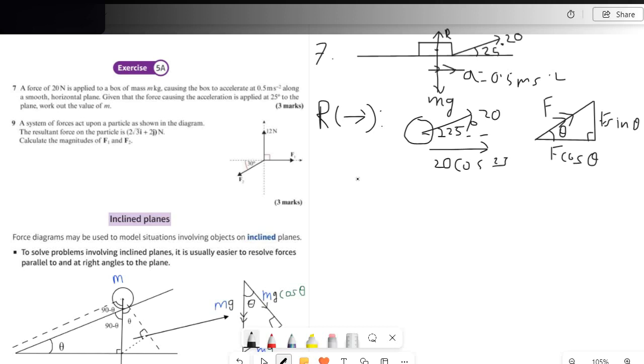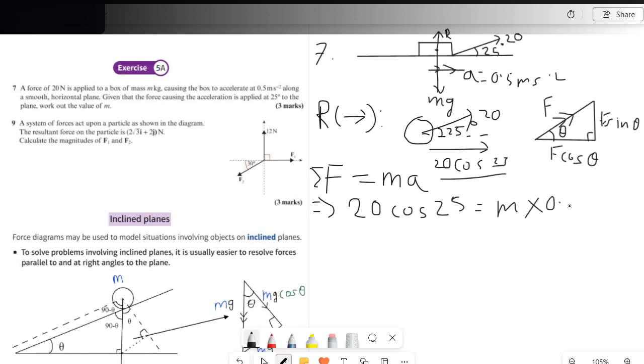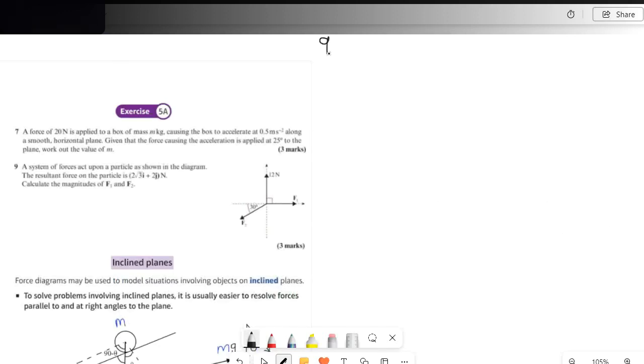So resolving to the right, you can say using Newton's second law, F is equal to mass into acceleration, or the resultant force is equal to mass into acceleration. So therefore the resultant force, which is 20 cos 25, is equal to mass, which is m, and acceleration is 0.5. So therefore mass is equal to 20 cos 25 divided by 0.5, which is equal to 36.3 kgs.